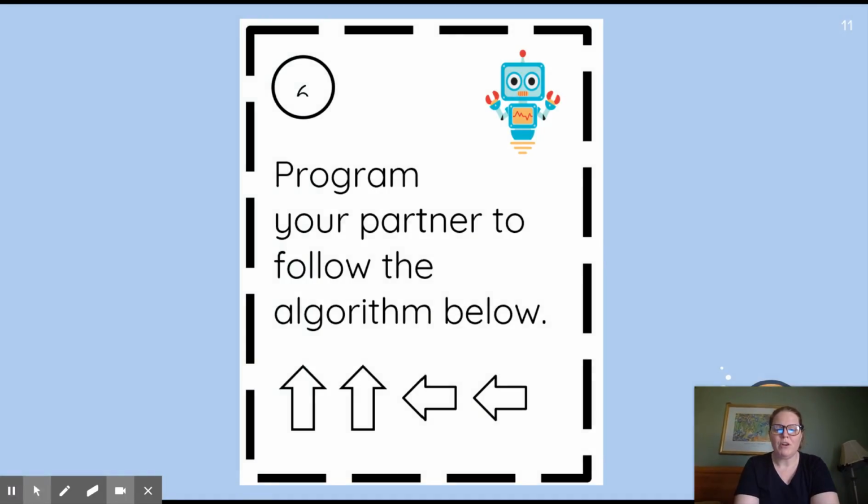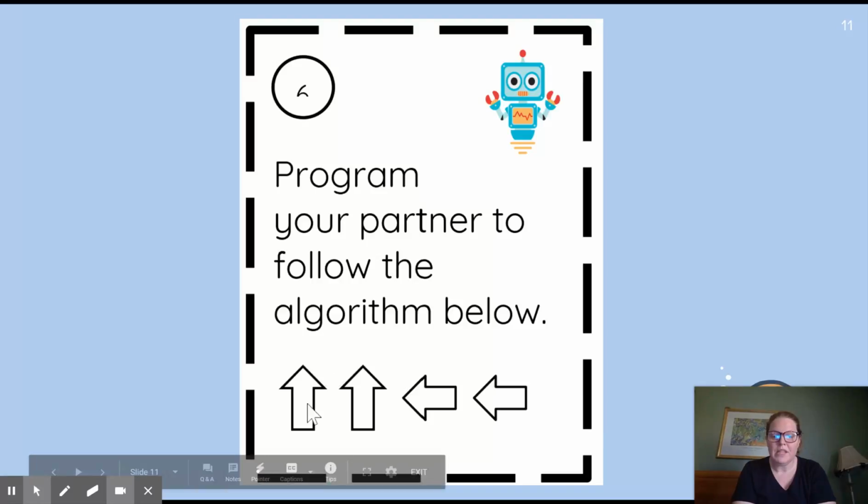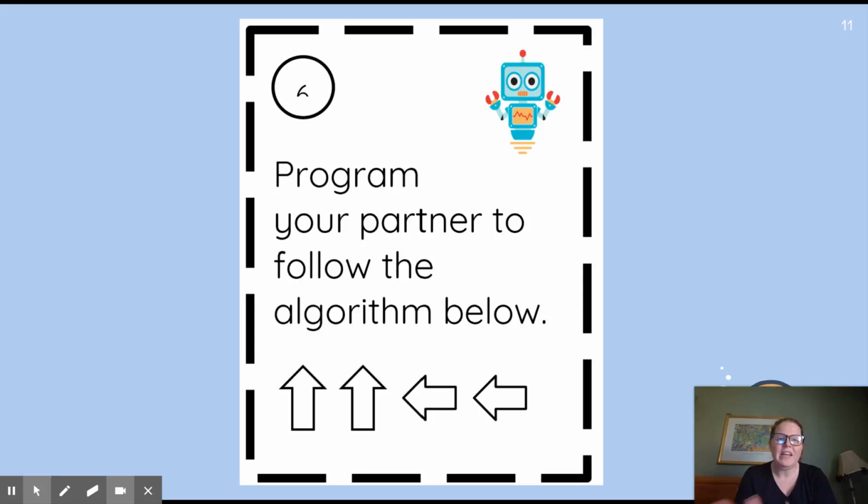Okay, program your partner to follow the algorithm below. These are steps, basically forward, forward, left, left. Those of you in my 1st and 2nd graders, and even my 6th graders, should remember some of this from when you were younger. But we used arrows, directional arrows, to command when we were doing programming.